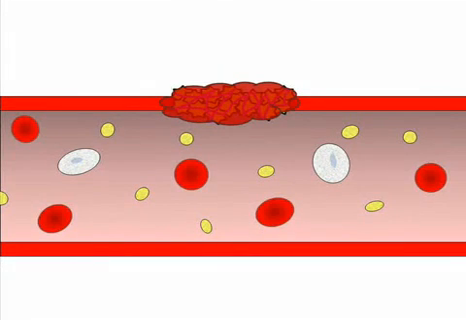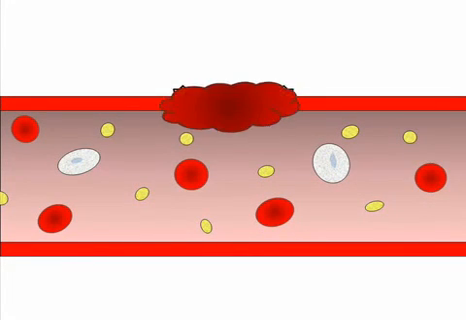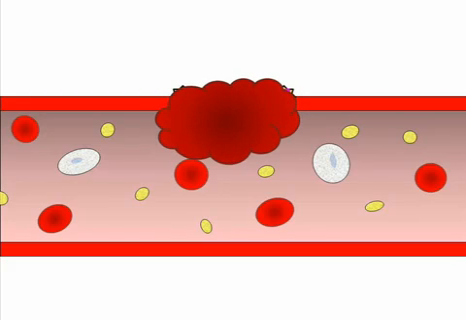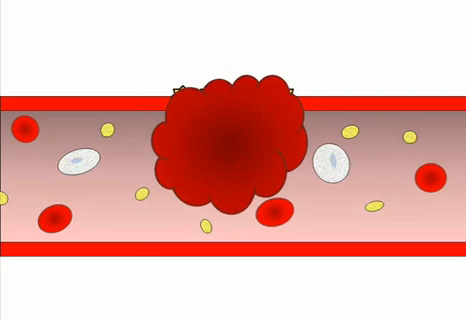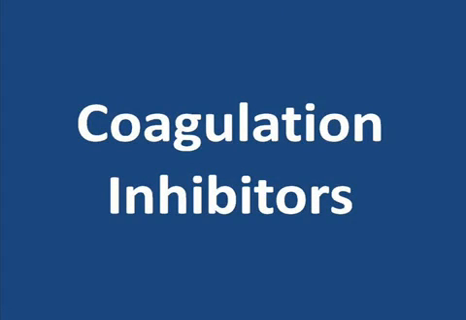So within a matter of minutes, a sturdy plug is formed to arrest the outflow of blood, but too much coagulation activity allows the clot to grow much larger than it should. Two groups of the body's own naturally produced chemicals help to limit the size of the clot. The first group blocks coagulation. These substances are known as coagulation inhibitors or natural anticoagulants.